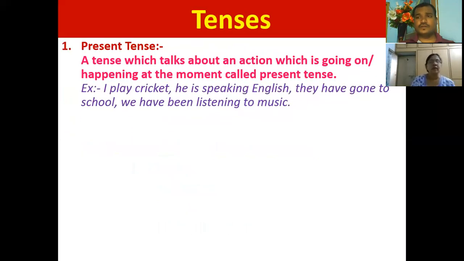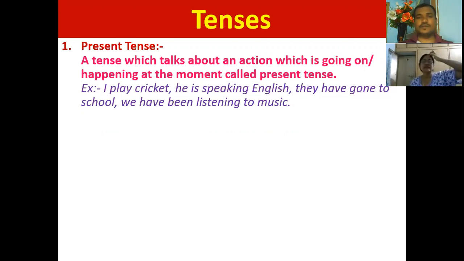Now, first of all, what is meant by present tense? What does it mean? A tense which talks about an action which is going on or happening at the moment is called present tense. In general, an action which is happening now is known as present tense.